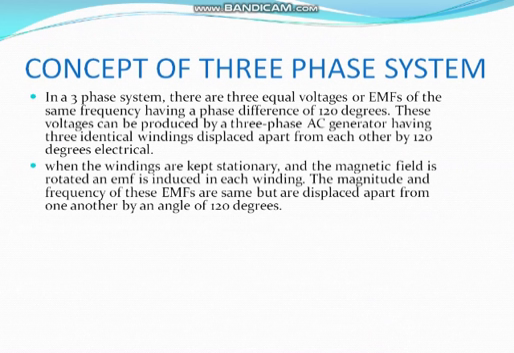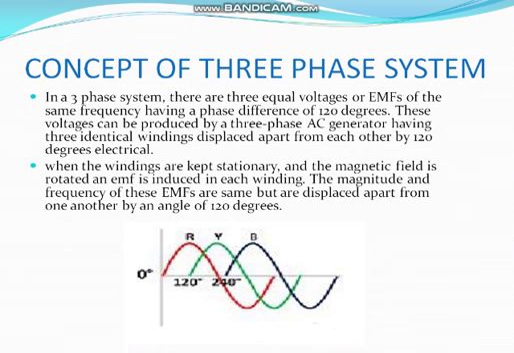And when the windings are kept stationary and the magnetic field is rotated, an EMF is induced in each winding. The magnitude and the frequency of the EMFs are the same but are displaced apart from one another by an angle of 120 degree. These are the three-phase voltages, and the magnitudes of the voltages are the same, but the angular displacement between them is 120 degree electrical.